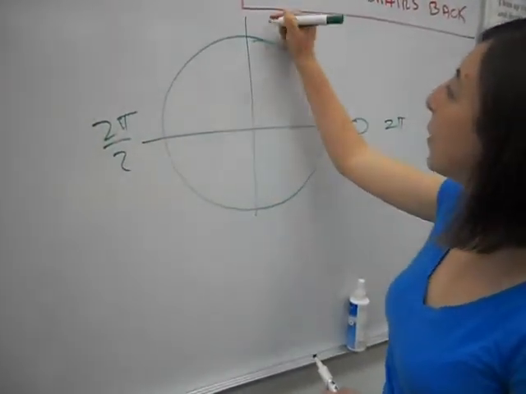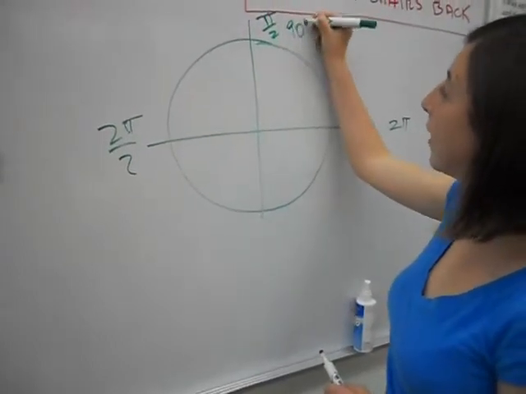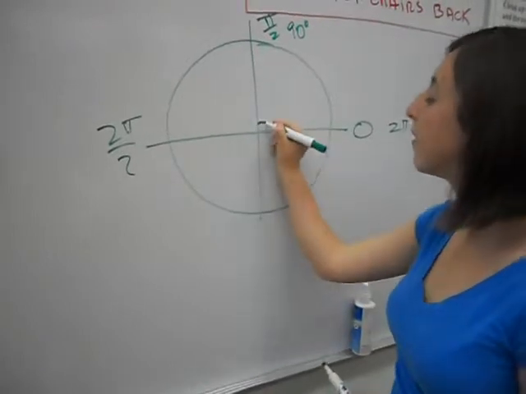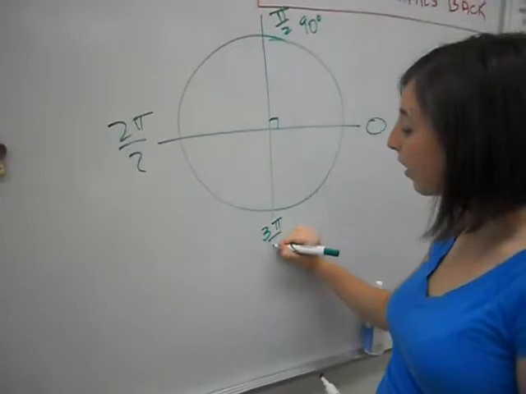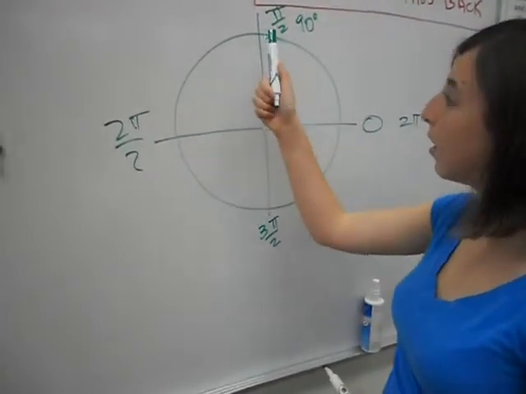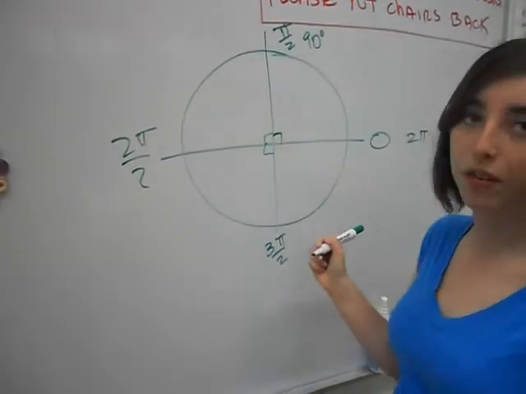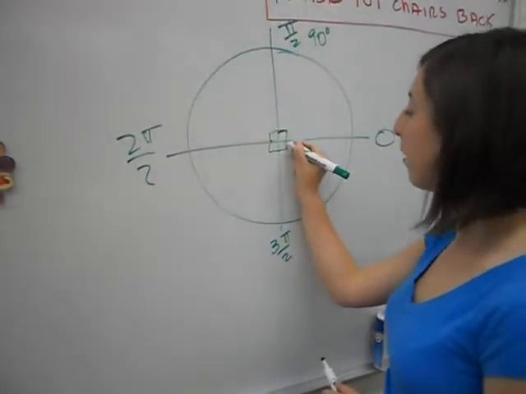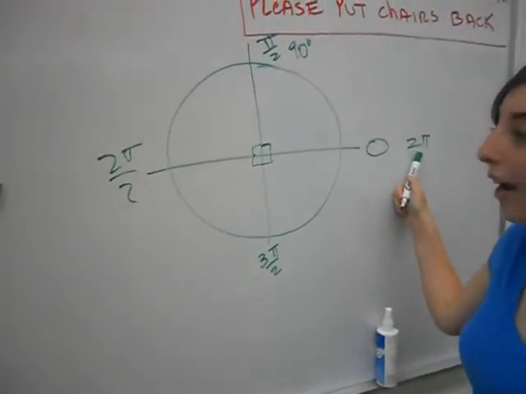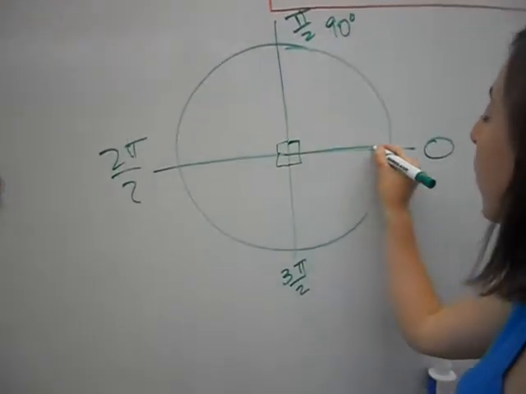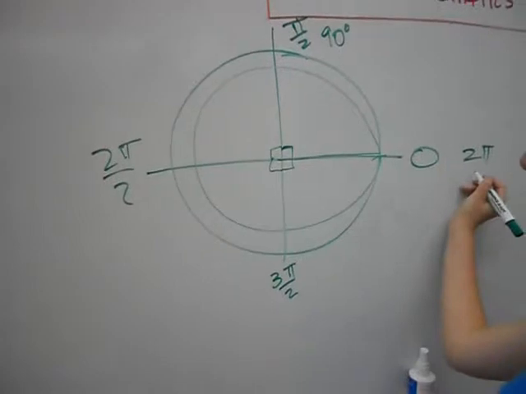Then up here we have pi over 2, which is also 90 degrees because this is a right angle. And then all the way down here we have 3 pi over 2 because there's 1, 2, 3 half pies, because there's 3 90-degree angles. Then the last one is the last 90-degree angle, which is why this is also 2 pi and 0, because your circle starts here, goes this way, and it ends here again at 2 pi.